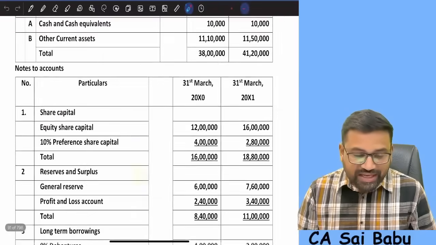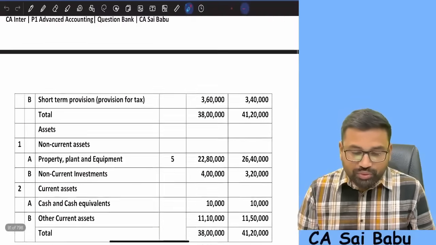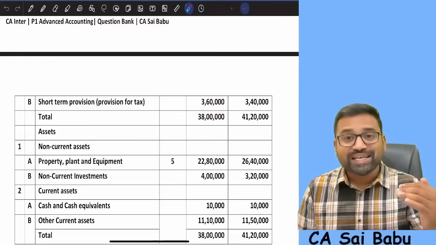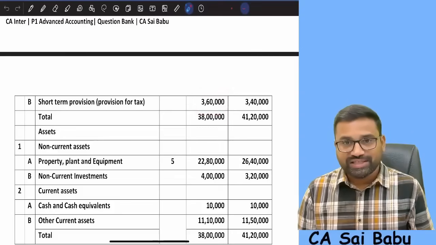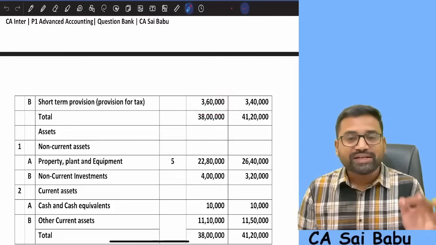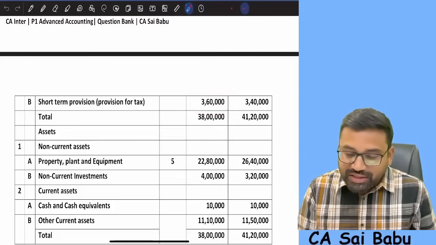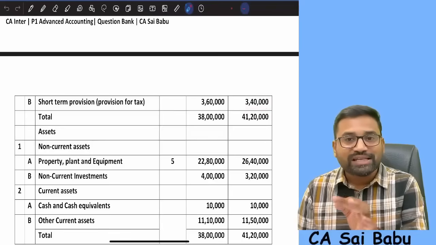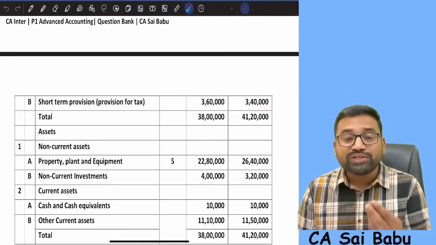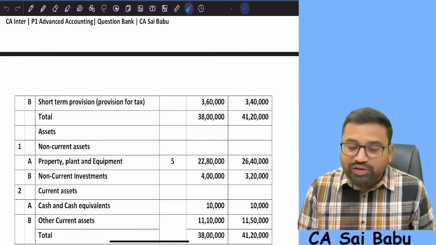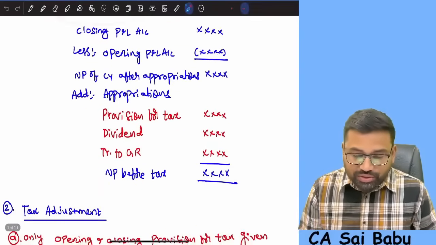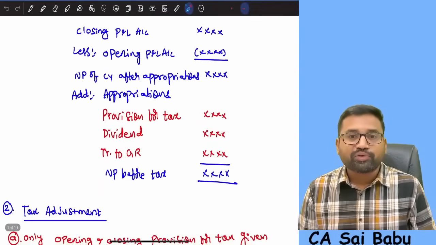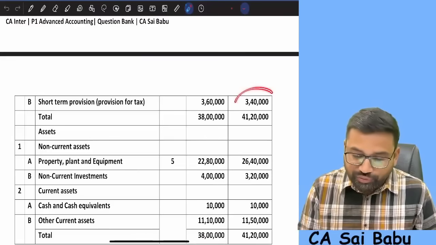If this is the case, sir, what we need to do is, whatever the opening provision is, it is assumed paid during the year. Therefore, tax paid during the year is 3.6, which we will consider in cash flow from operating activities. This 3.4, whatever is there at the end of the year, is nothing but the provision for tax of the current year. So when you are ascertaining net profit before tax, if it is not given in the question, you need to add back the current year provision for tax, in this case 3.4.